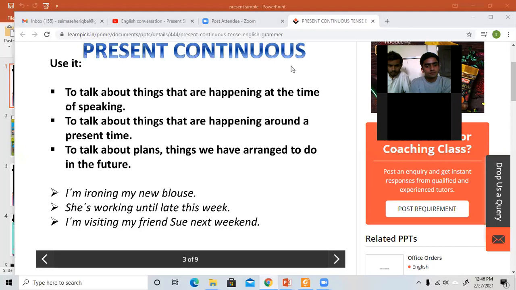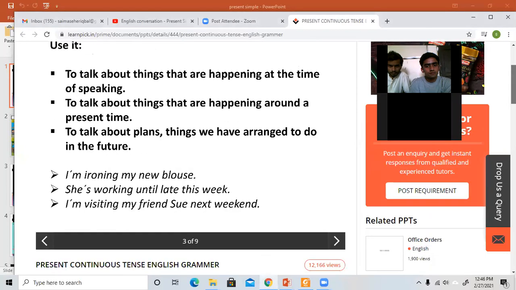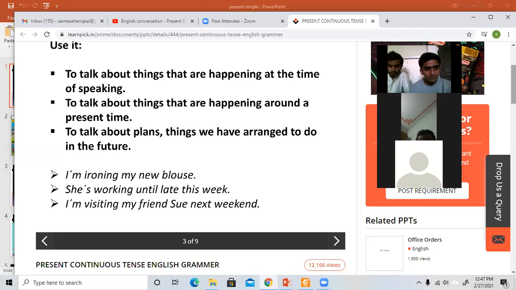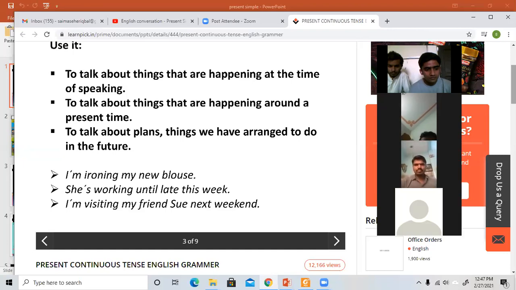All right, okay. Fine. Now, to talk about plans, things that we have arranged to do in the future. We sometimes use present continuous tense to talk about future activity. How does it give the future sense? I mean, why should we use this for the future and how? Just take an example: are you coming to my party tomorrow? Oh yes, sure, I'm coming. So when you are saying, are you coming, and next month I'm going to the US, it doesn't mean that you are saying this without any preparation.